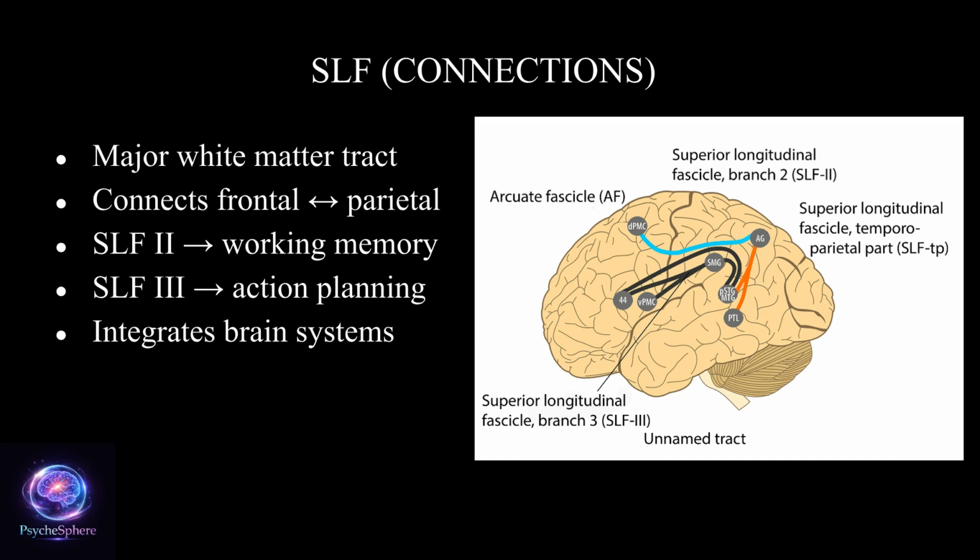There are different parts of this pathway. We have SLF2 and SLF3. The SLF2 connects the dorsolateral prefrontal cortex with the parietal region and supports working memory and our spatial attention. While the SLF3 connects the ventral prefrontal areas and is important for action, planning, and coordination. So these pathways ensure that different brain regions work together as a unified system.